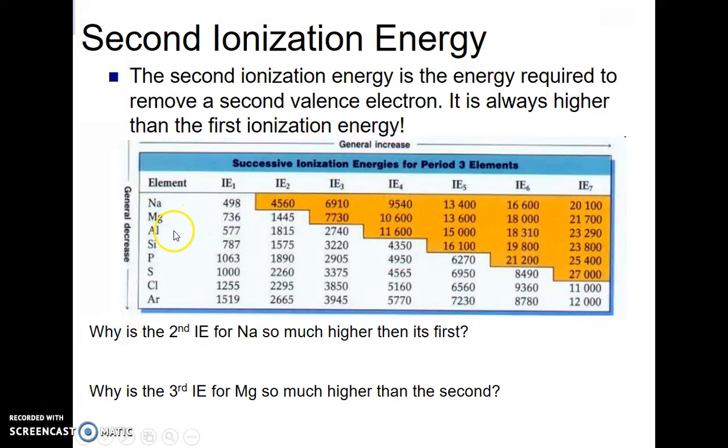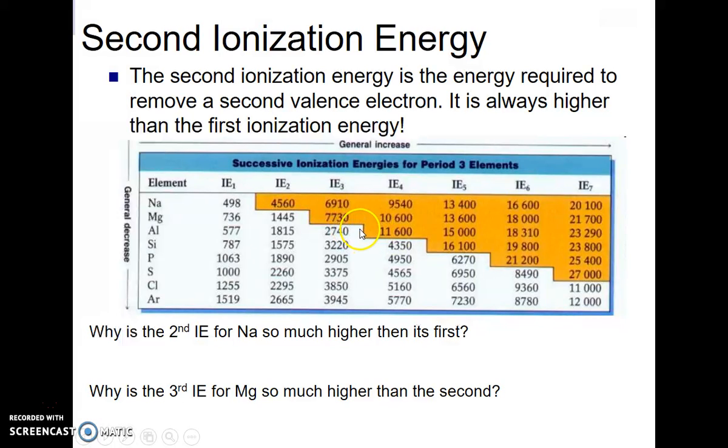Well, aluminum has 3 valence electrons, and it also has 3 energy levels. So that first electron that you're removing is in the third energy level. That second electron that you're removing is in the third energy level. And that third electron that you're removing is in the third energy level. Again, aluminum has 3 valence electrons. But when you remove the fourth electron, that electron is in the second energy level.